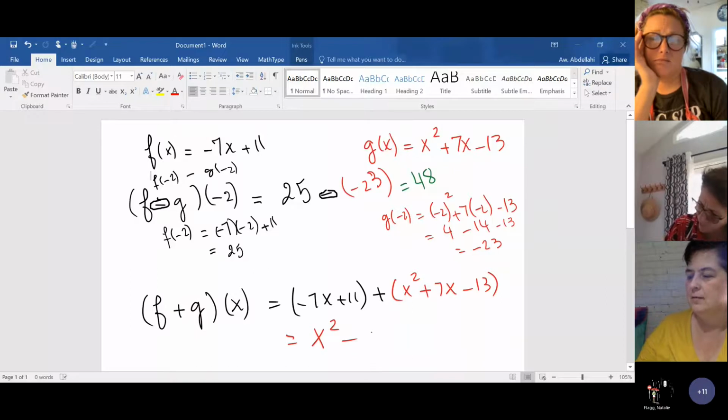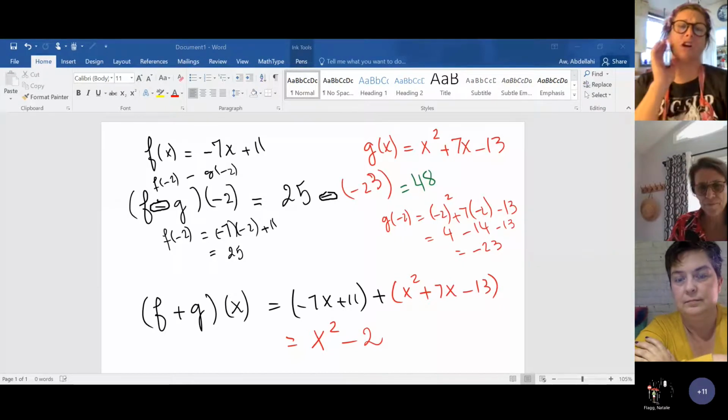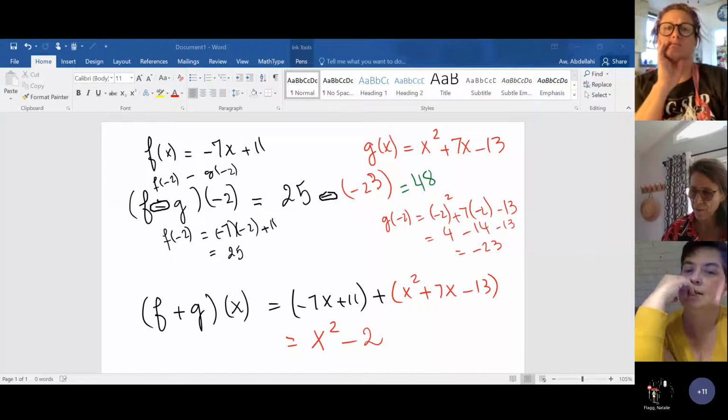Because the 7x's, they go, right? Right. The 7x's, they cancel out, and then we get x squared minus 2. So do not overthink something like that. They're just asking you to add the two functions. Okay. Yeah, somebody has a question?